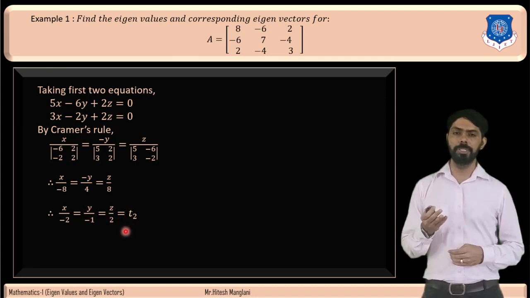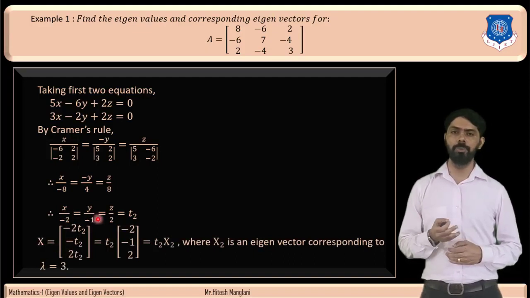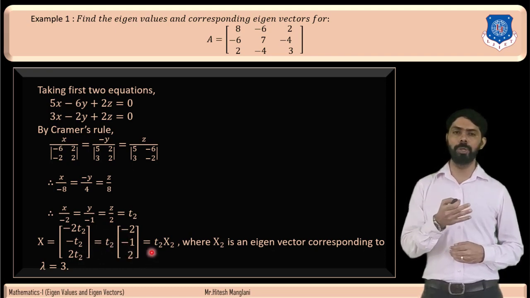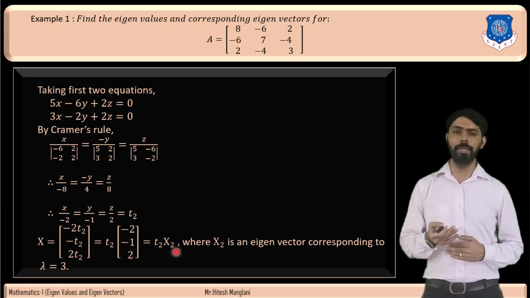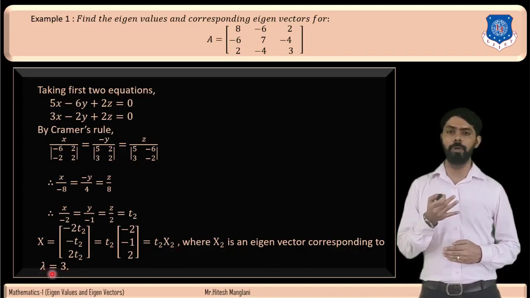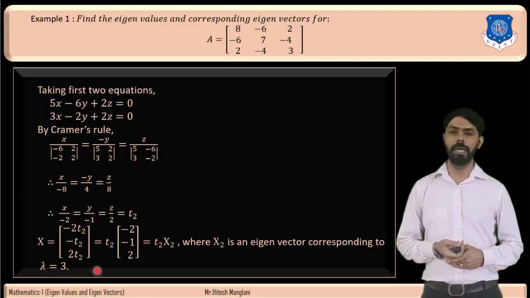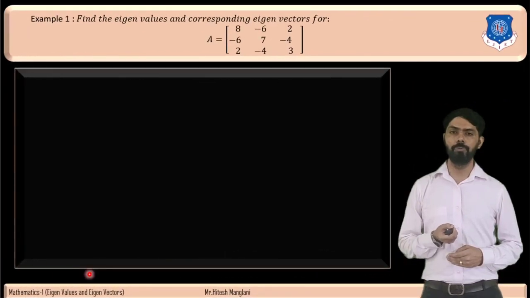So capital X is equal to x, y, z, and the value of x is minus 2t2, the value of y is minus t2, and the value of z is 2t2. Taking t2 common, it will be minus 2, minus 1, 2. So this can be written as t2 into capital X2, where capital X2 is an eigenvector corresponding to eigenvalue lambda equal to 3. Now in the same way we will find out the eigenvector for eigenvalue lambda equal to 15.